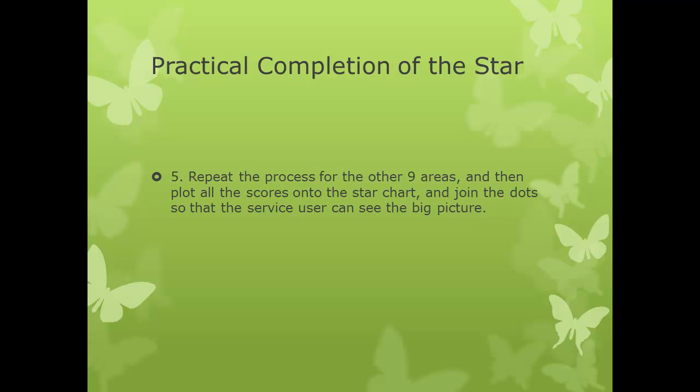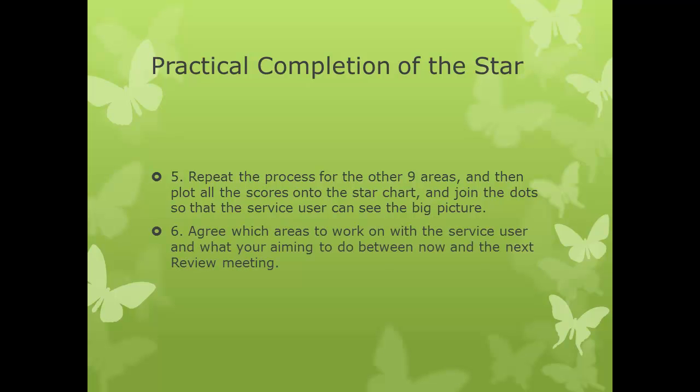Repeat the process for the 9 other areas, and then plot all the scores onto the star chart you just saw, and join the dots so that the service user can see the big picture. Agree which areas to work on with the service user and what you're aiming to do between now and the next review meeting.